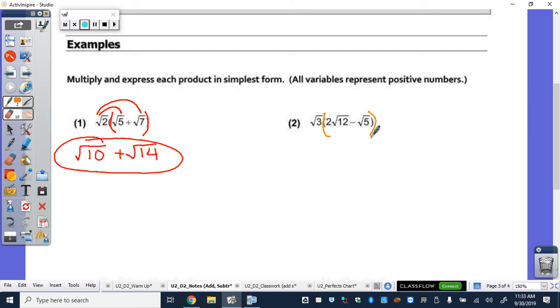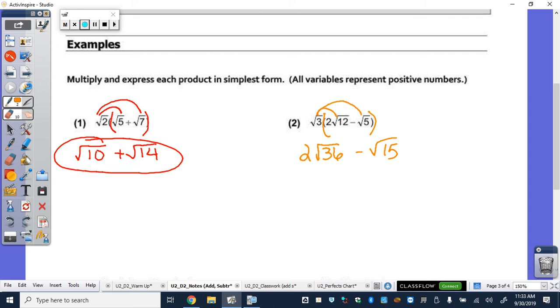Let's take a look at our second example there. Radical 3 times 2 radical 12 would give us 2 radical 36. Again, the stuff under the radicals get multiplied by each other. The stuff in front gets multiplied by each other. And then it would be minus radical 15. 3 times 5 gives us 15.